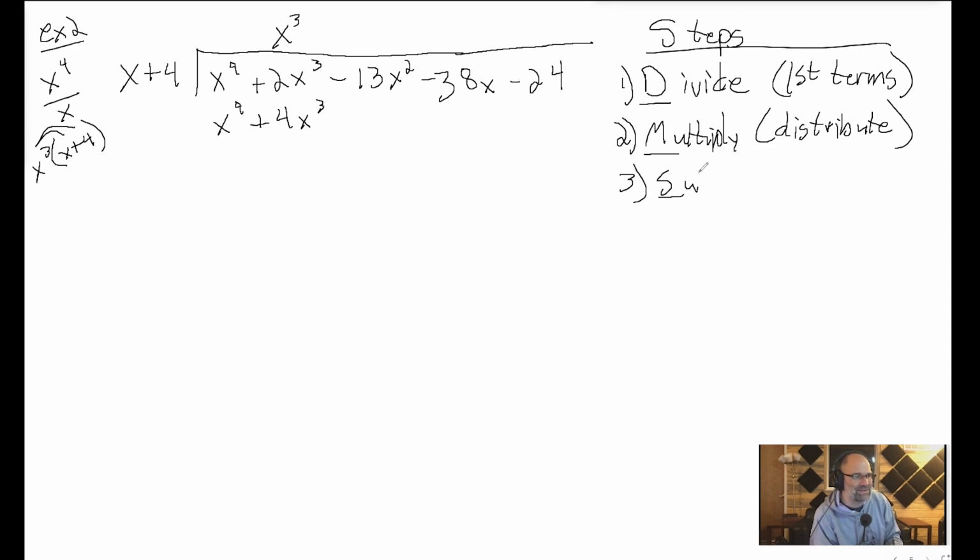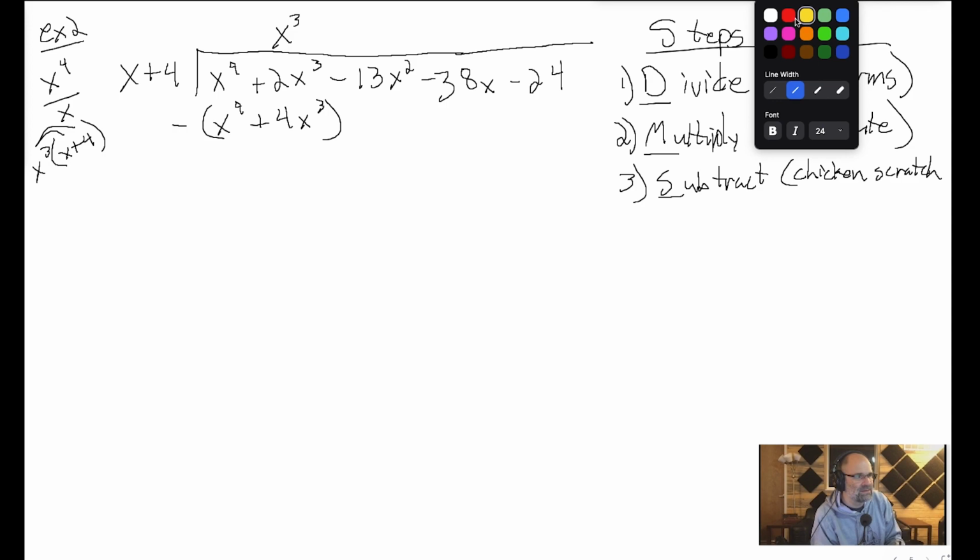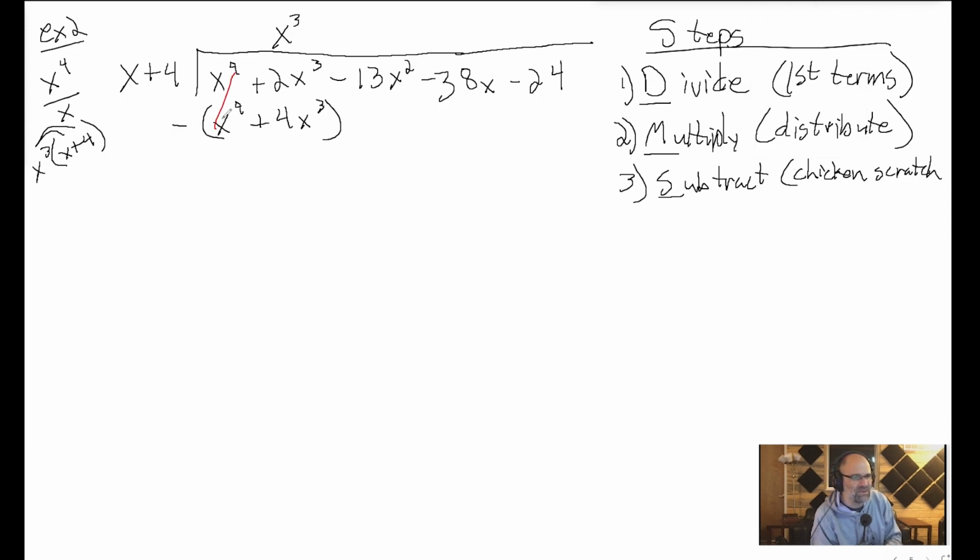Next one is subtract. Remember, you're subtracting this whole thing. I think it would be easier to chicken scratch. Basically, you know that the x to the fourths are going to cancel out. So when you chicken scratch, those are going to go away. So just chicken scratch the second term, and then cancel it out. But now you're just dealing with 2 plus negative 4. That's so much easier. So just chicken scratch the second term.